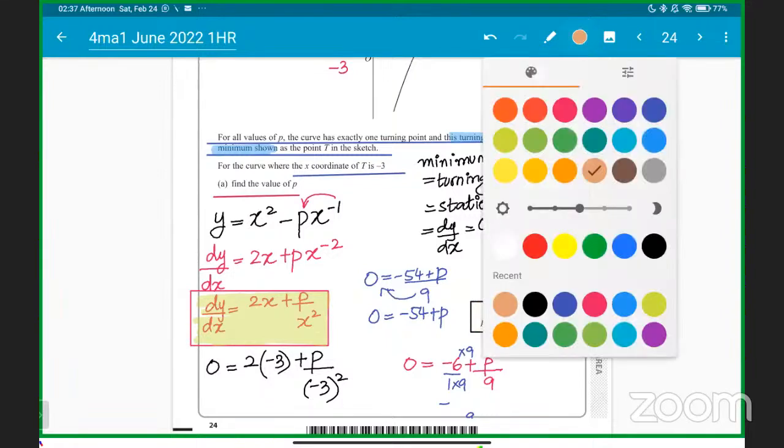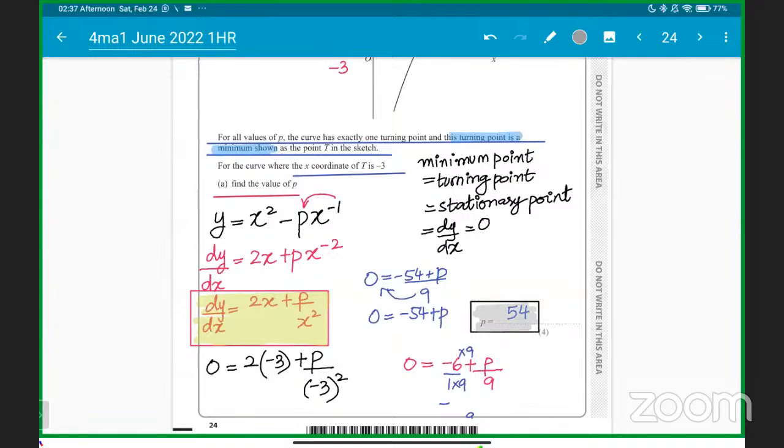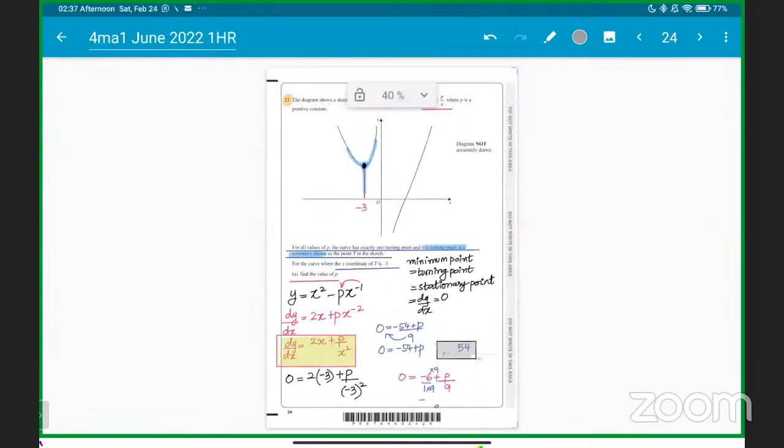Understood, guys? Giving you a couple of seconds to absorb this. If anyone has questions, talk to me about part A. Otherwise, I'll move to part B then.